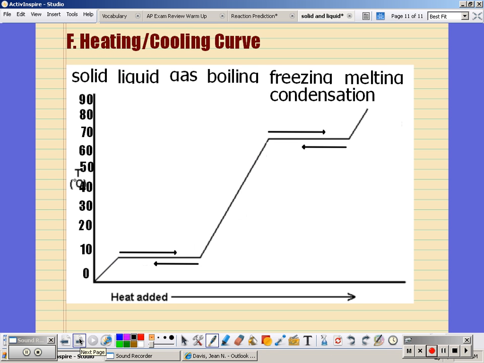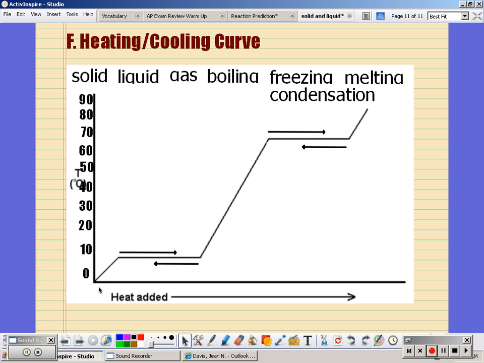Now a heating or a cooling curve allows us to see this happen on a graph. Heating would mean that we're starting at a low temperature and going to a higher temperature. So a cooling curve would be the same thing, except we would start at a high temperature and work our way to a colder temperature.